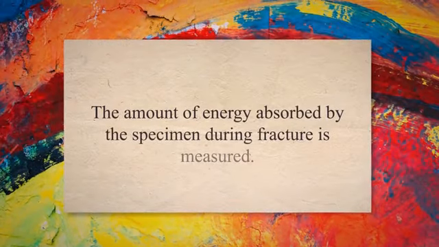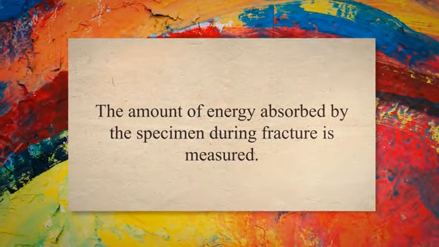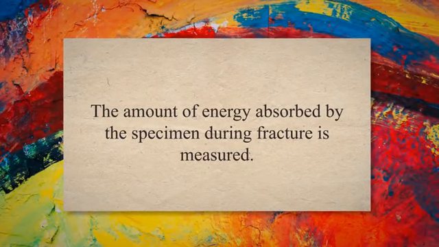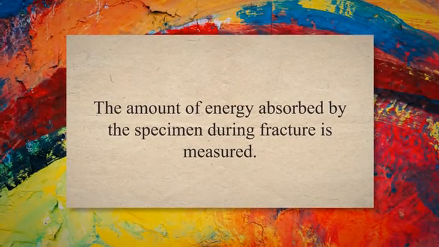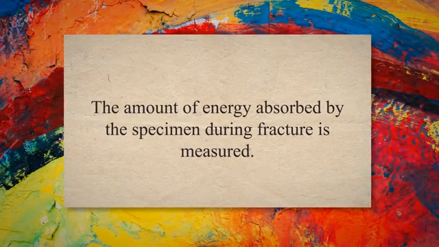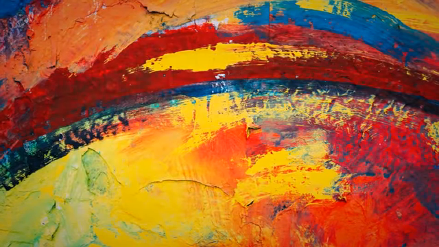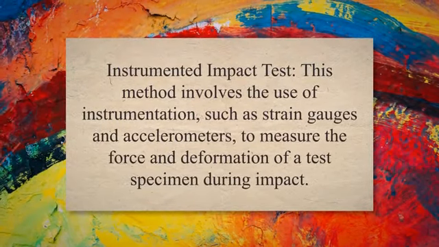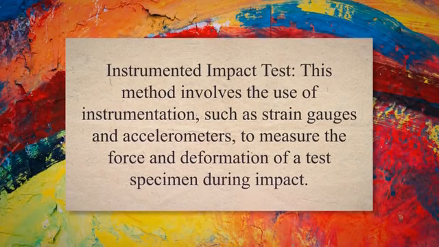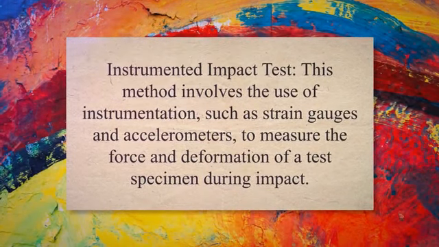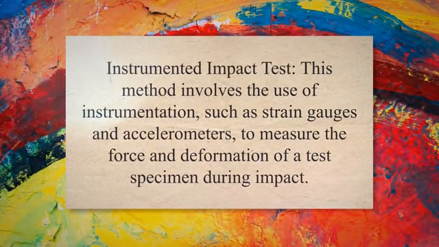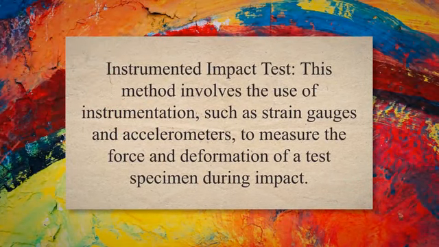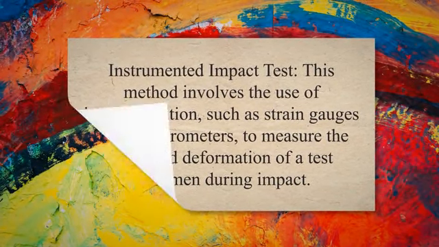Tensile impact test. In this method, a test specimen is pulled apart at a high velocity. The amount of energy absorbed by the specimen during fracture is measured. Instrumented impact test. This method involves the use of instrumentation, such as strain gauges and accelerometers, to measure the force and deformation of a test specimen during impact.